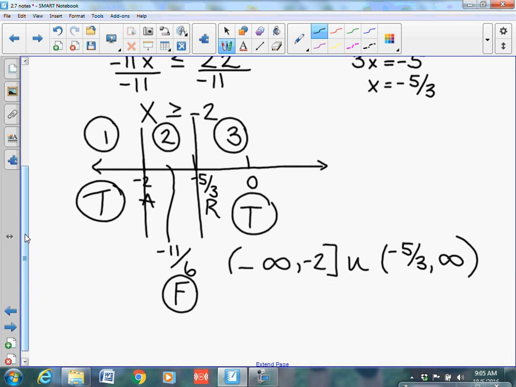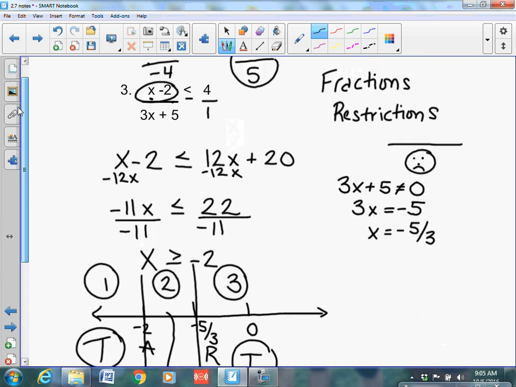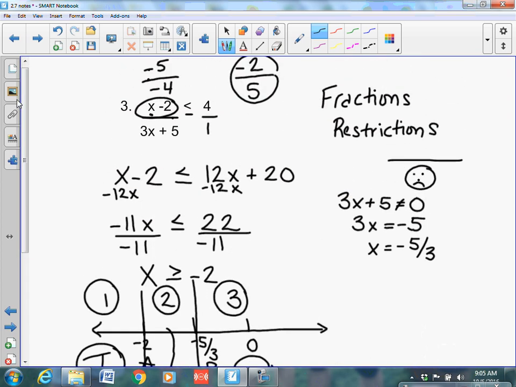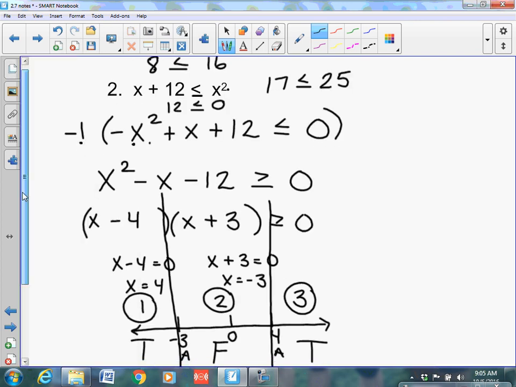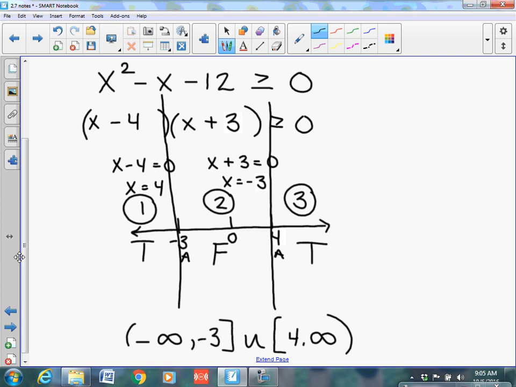You only need to do the restrictions when there's a fraction in the problem. These up here did not have fractions. If you don't have fractions, these are automatically answers, right? There is no R. If you have no fraction, it's automatically answers.